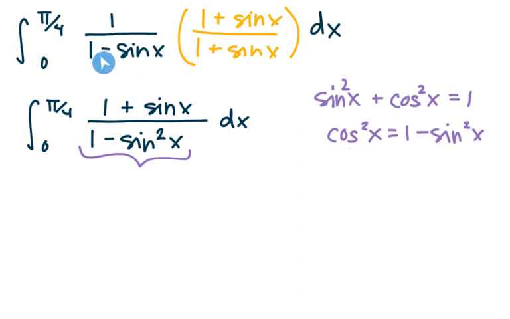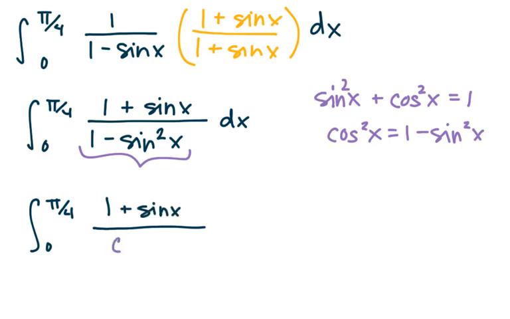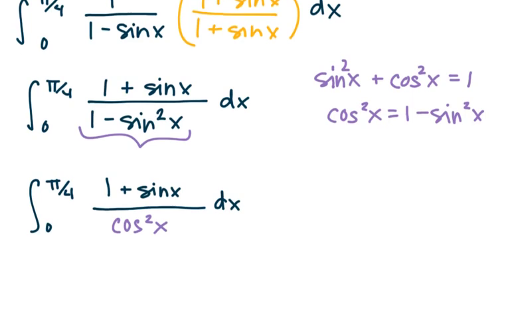When we see anything that looks like this and we multiply by that conjugate, we know we're going to be able to use that Pythagorean identity. The reason we wanted to do this is we want that denominator to have only one term. So what we have is the integral from 0 to pi over 4 of 1 plus sine x over cosine squared x. The reason this is nice is now I have only one term in the denominator. That's going to allow me to split this integral into the sum of two rational terms, two fractions.